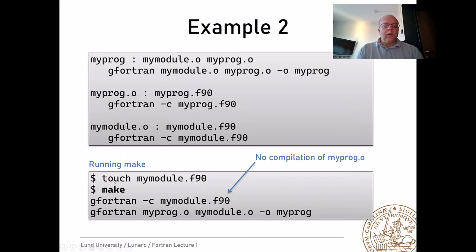So in this case here, if I build this, the first time it will build all the object files. The second time, if I just update my module source code file, you can see here that it only compiles the my module F90 next time. So it will not rebuild the myprog.f90.